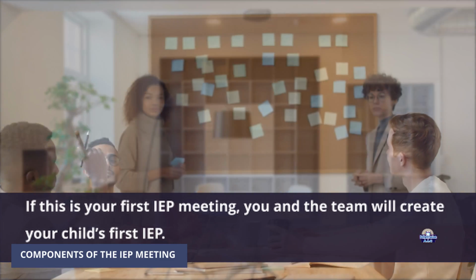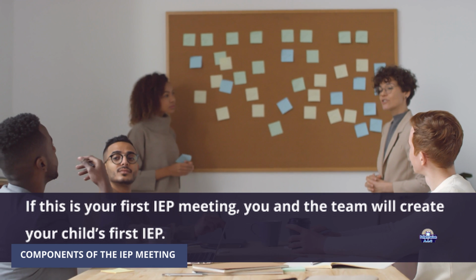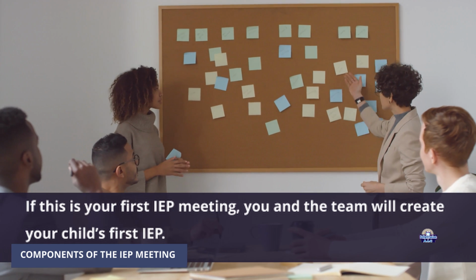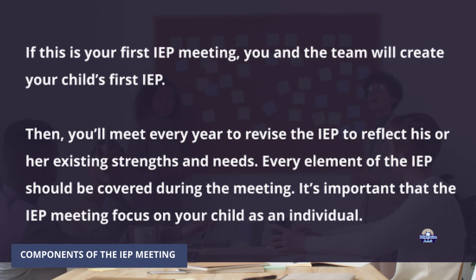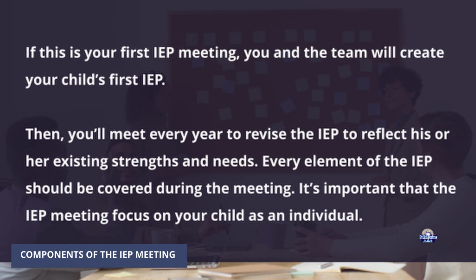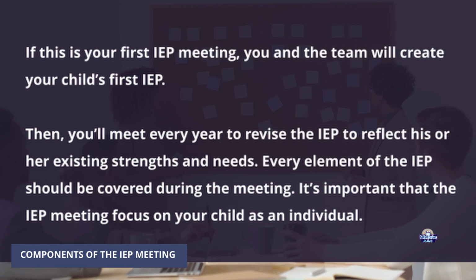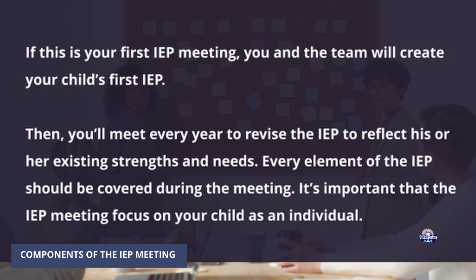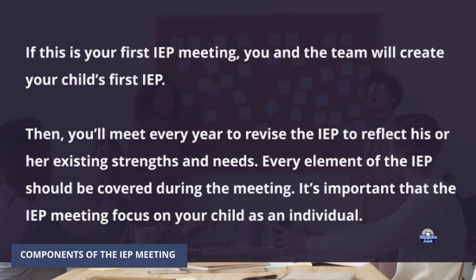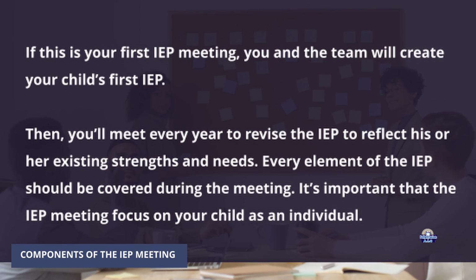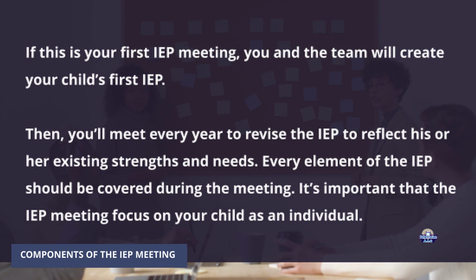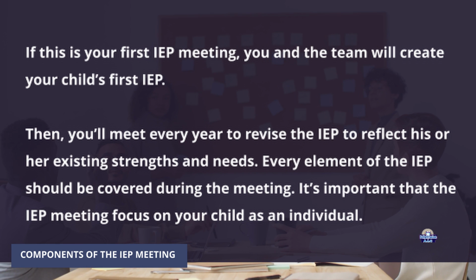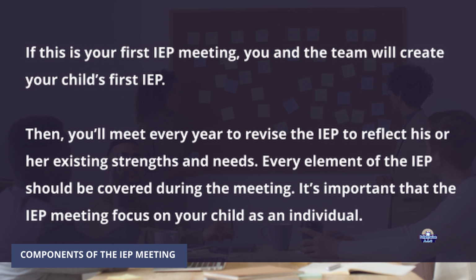Components of the IEP meeting. If this is your first IEP meeting, you and the team will create your child's first IEP. Then you'll meet every year to review the IEP to reflect his or her existing strengths and needs. Every element of the IEP should be covered during the meeting. It's important that the IEP meeting focus on your child as an individual.